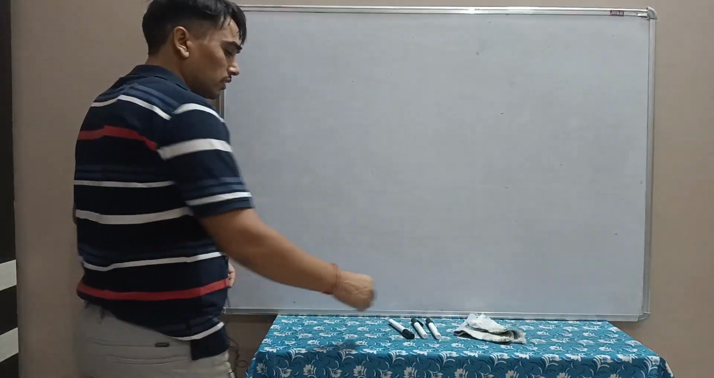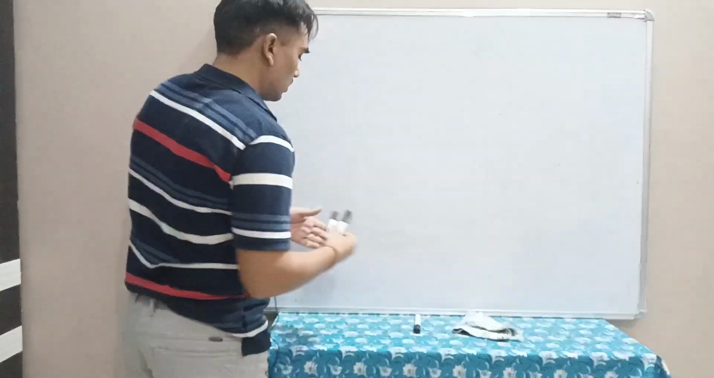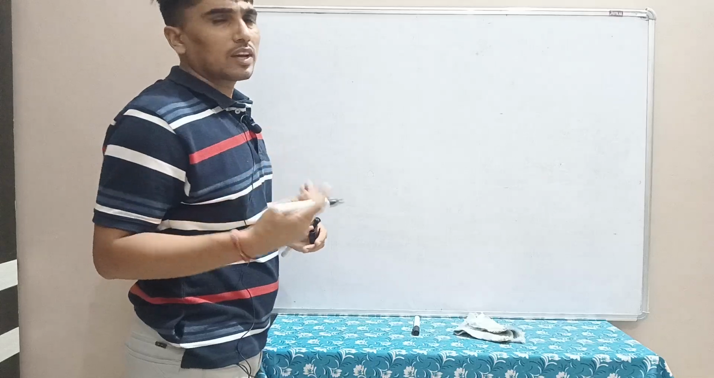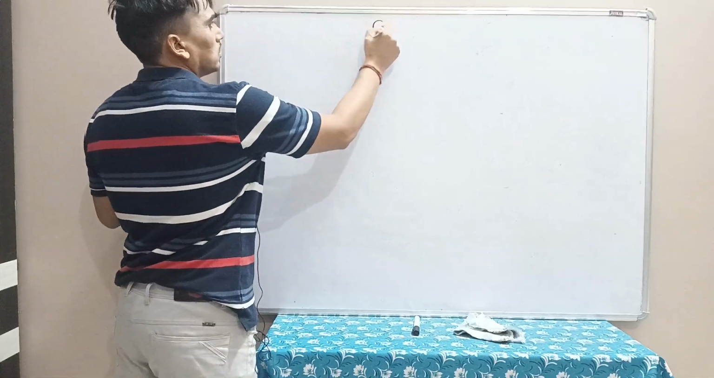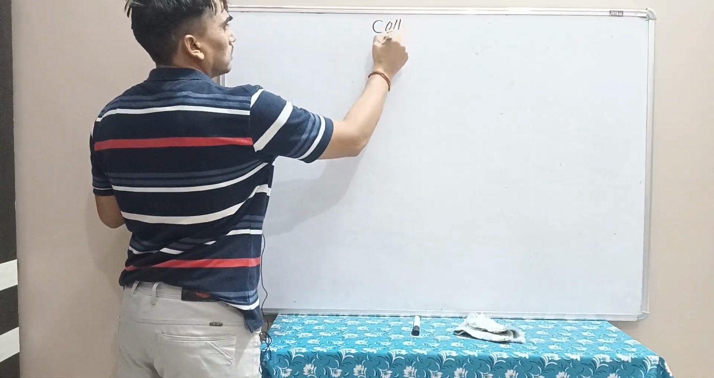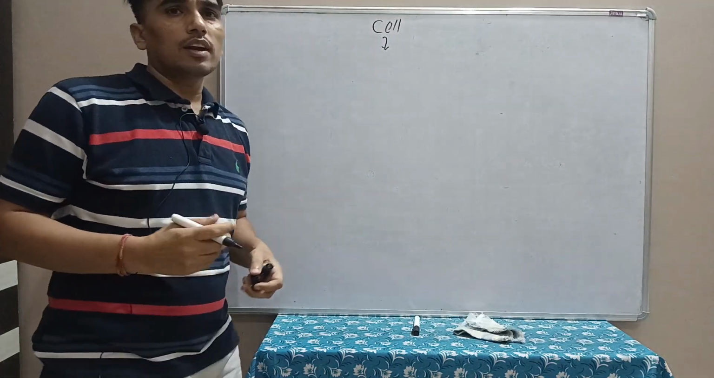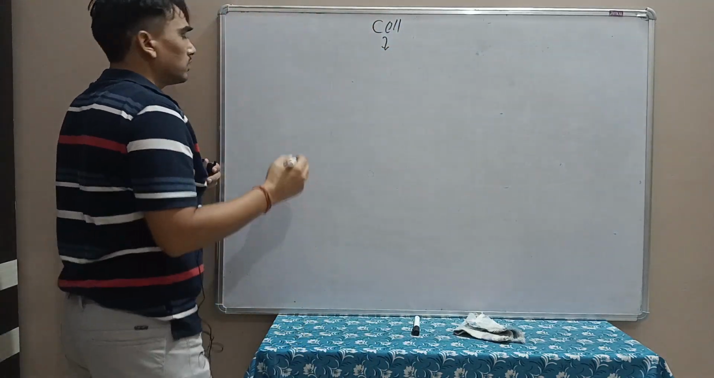Good morning, dear students. I am Ram Singh Meena, and today we will discuss an important topic of electrochemistry, which is the Daniell cell or electrochemical cell. Let's start. First of all we should talk about cells. What is a cell? A cell is a device which can convert electrical energy to chemical energy and chemical energy into electrical energy.